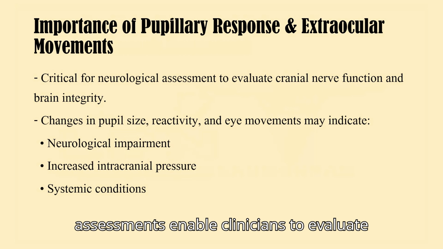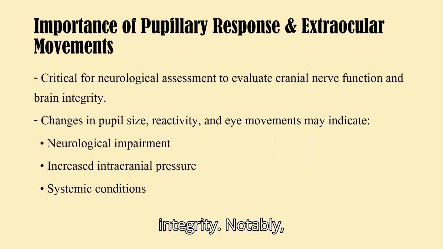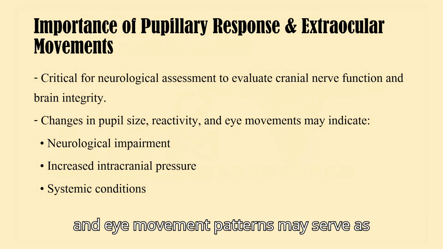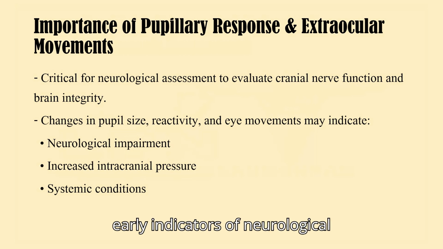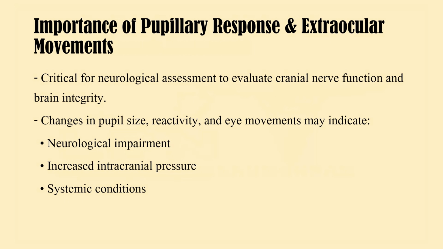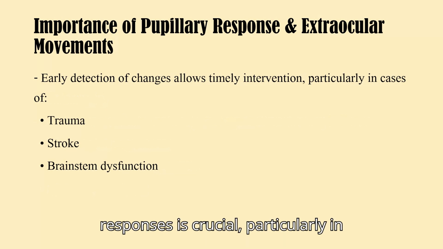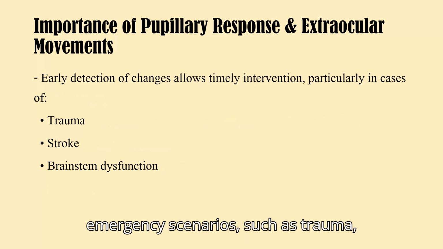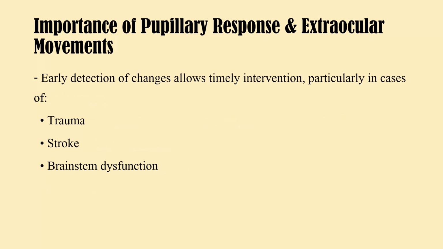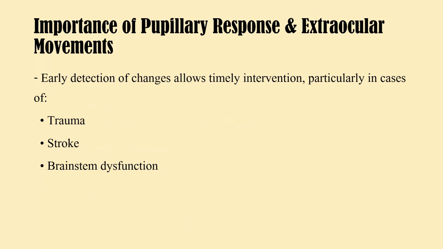These assessments enable clinicians to evaluate cranial nerve function and infer brain integrity. Notably, variations in pupil size, reactivity, and eye movement patterns may serve as early indicators of neurological impairment, increased intracranial pressure, or systemic pathologies. Timely detection of changes in these responses is crucial, particularly in emergency scenarios, such as trauma, stroke, or brainstem dysfunction. Early intervention, based on these assessments, can be life-saving.